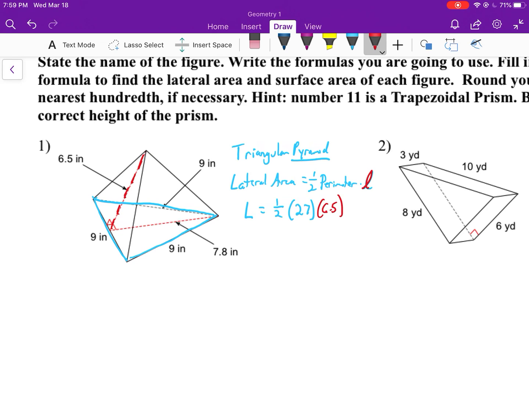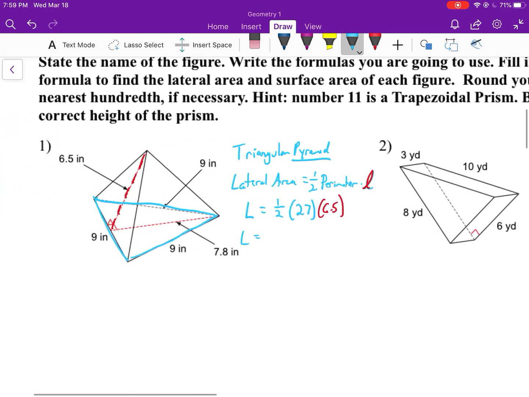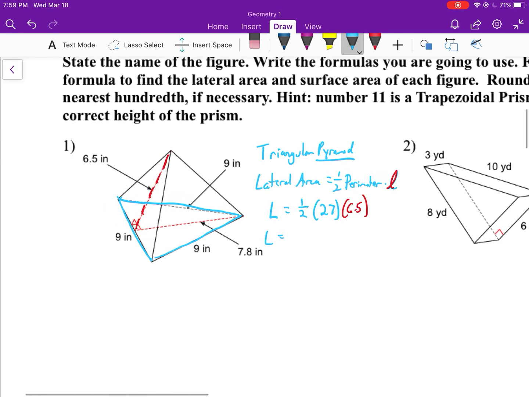All right, working that out, we get our lateral area equals 1/2 times 27 times 6.5. If you figure that out, that ends up equaling 87.75. So just typing that in a calculator, 87.75, and this is inches squared.